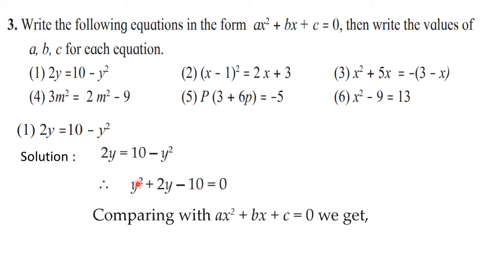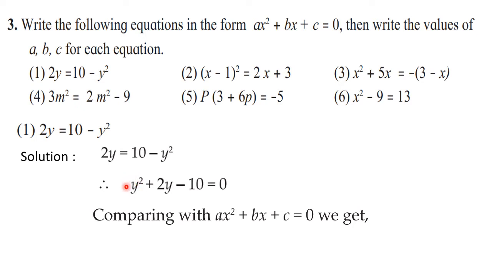Even though y is present here, you have to write down x only, because that is the standard form. You need not change the variables here. So when we compare with the standard form, in place of a you will observe that no number is present. If no number is present, we have to consider it as 1, because 1 into anything is the same term or same number, you know that.